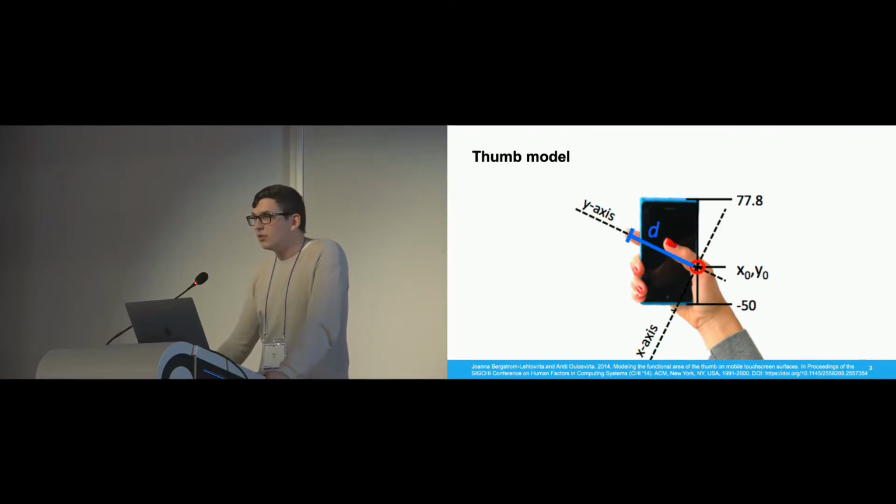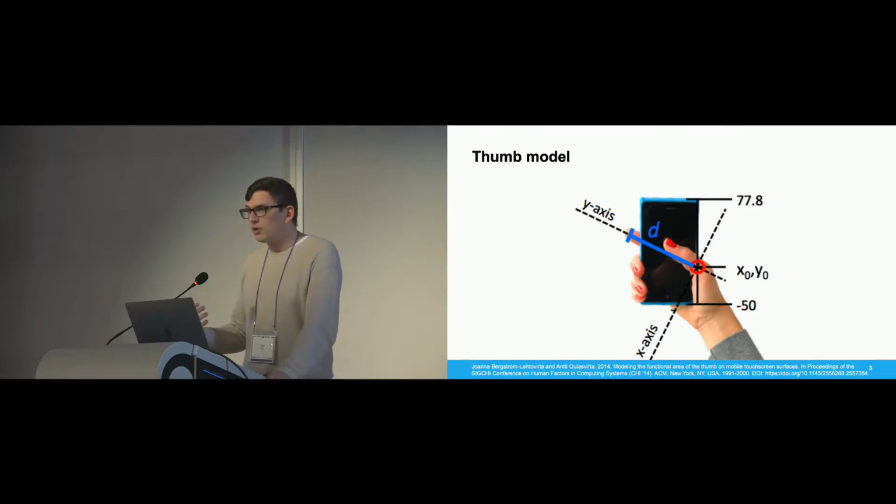and looked at the reachability of the thumb. Here they presented a model to understand how the reachability is affected in this one-handed scenario, both by positioning the hand on the phone, but also by, for instance, the finger length.